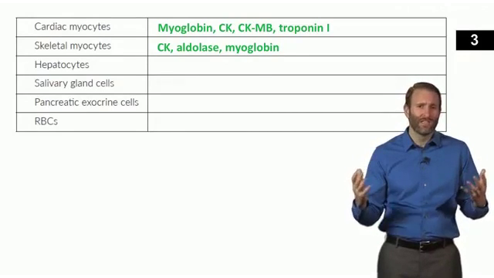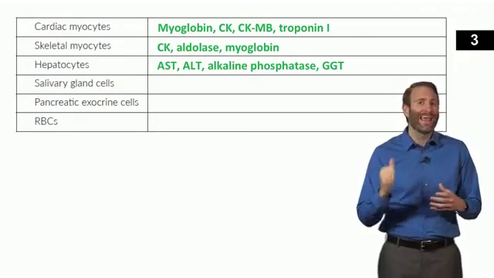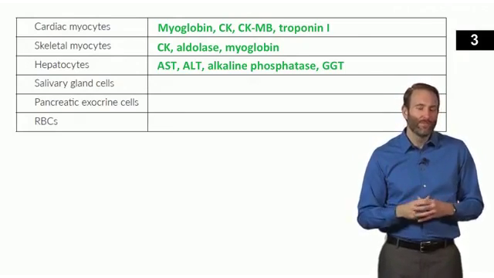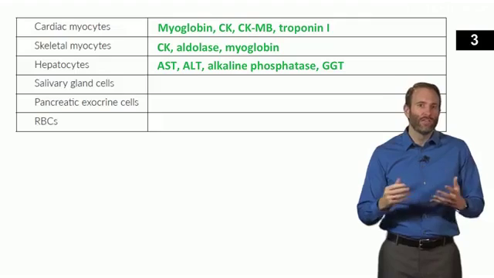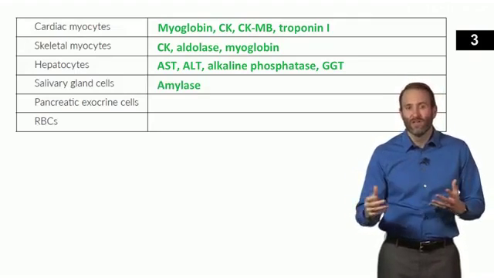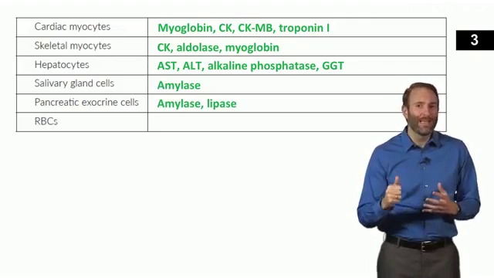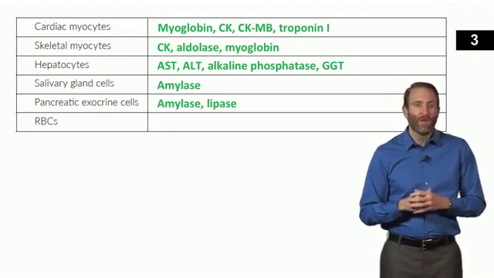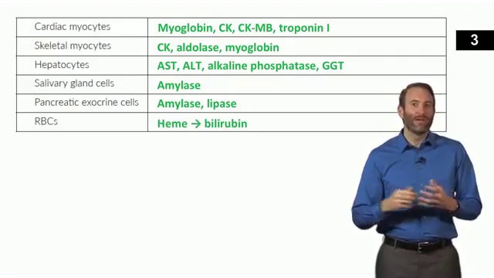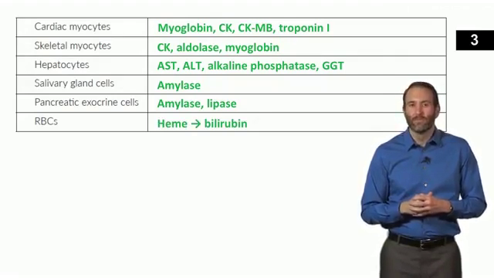What about hepatocytes in the liver? If you have a lot of liver damage, you're going to see an increase in AST and ALT, alkaline phosphatase, and GGT. If you have damage to salivary glands, you're going to see an increase in amylase. If you have problems with the pancreas, you're going to see increases in amylase and lipase. If you have RBCs or red blood cell damage, you're going to see heme, which will then break down into bilirubin, and that'll be elevated.